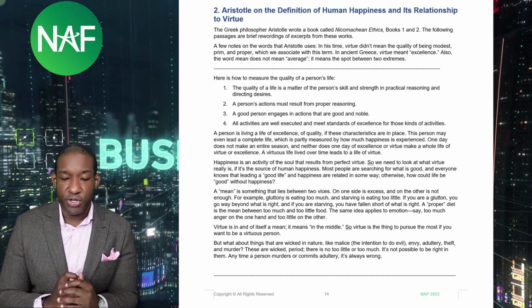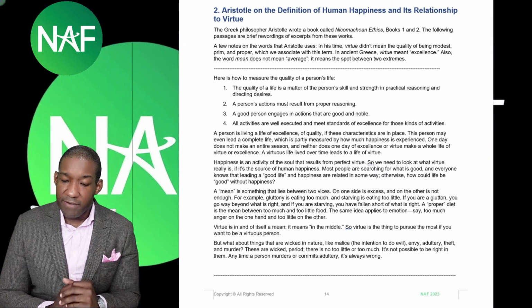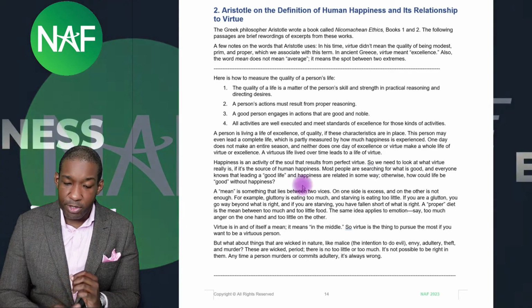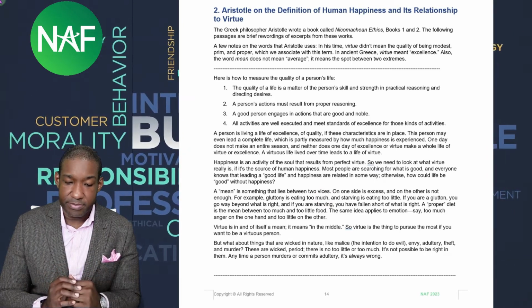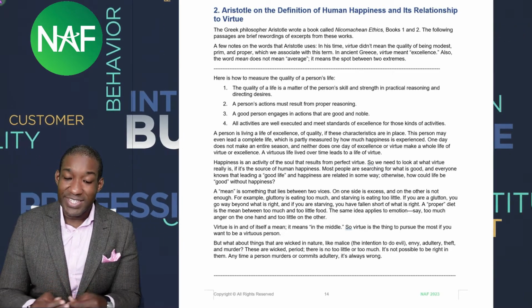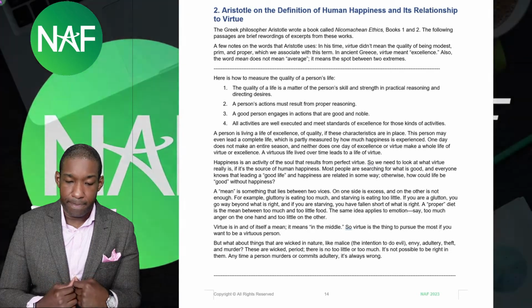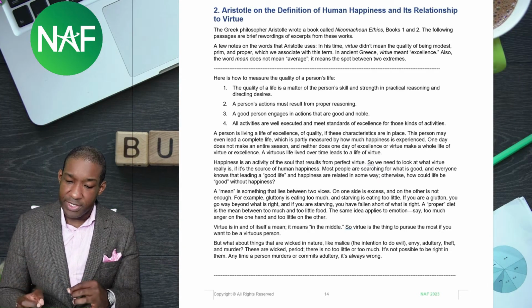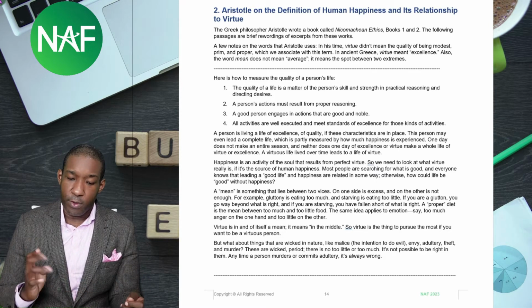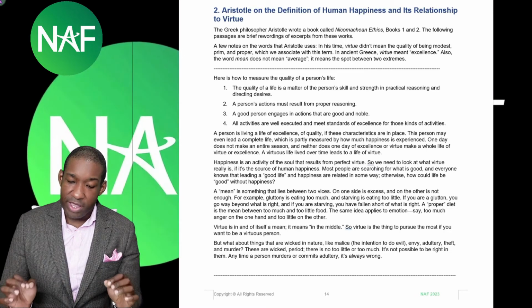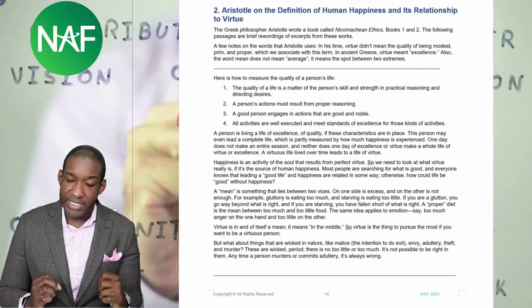Here is how to measure the quality of a person's life. 1. The quality of a life is a matter of the person's skill and strength in practical reasoning and directing desires. 2. A person's actions must result from proper reasoning. 3. A good person engages in actions that are good and noble. 4. All activities are well executed and meet standards of excellence for those kinds of activities.